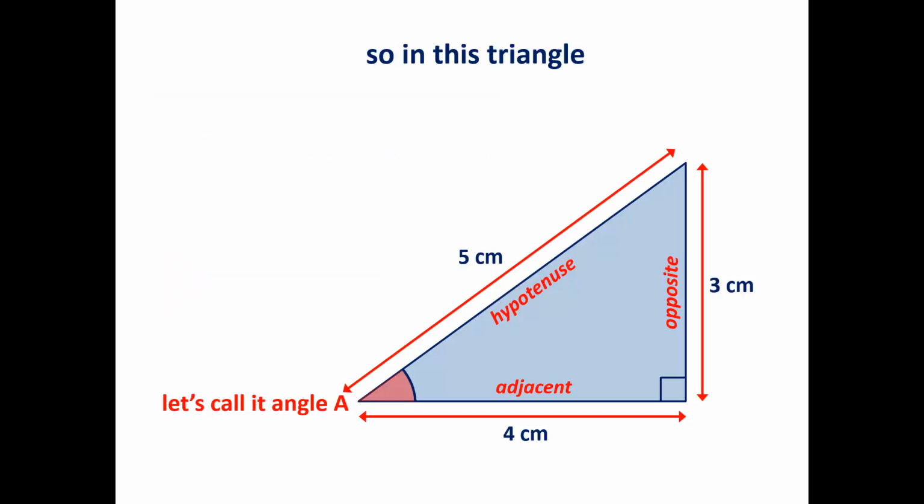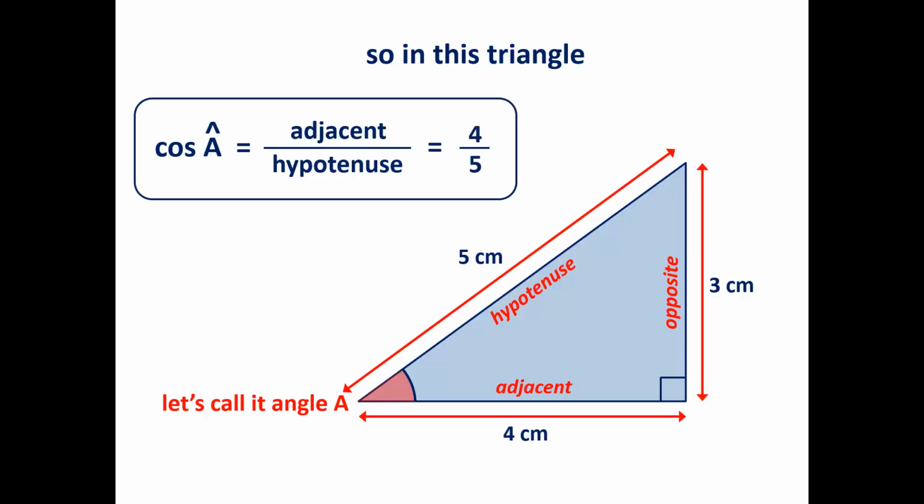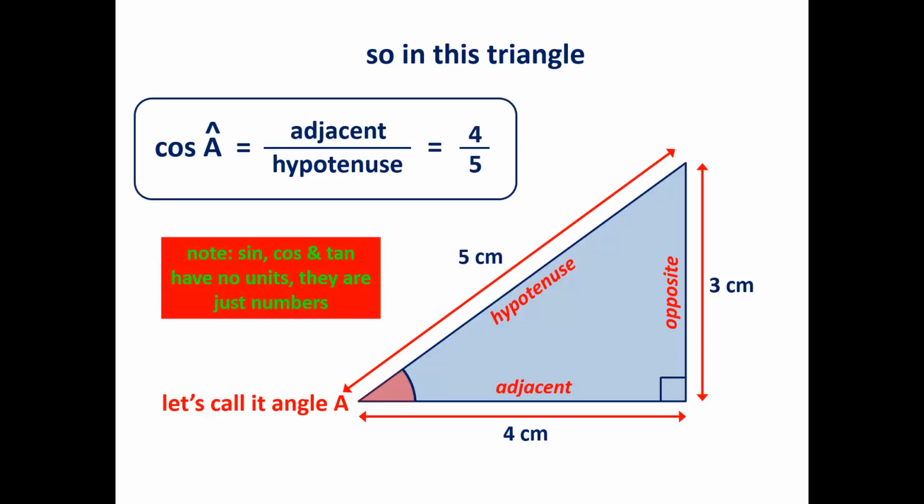Okay. So let's have a look at cosine or cos. Now I don't know if you remember it, but cos is defined to be the adjacent divided by the hypotenuse. So in this one the adjacent is 4 centimeters divided by the hypotenuse, which is 5. So cos A is 4/5. And remember, sine, cos and tan, no units, they're just numbers.